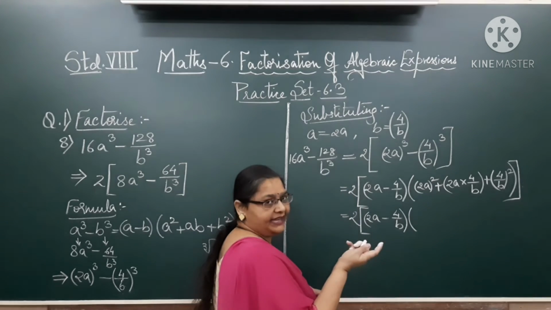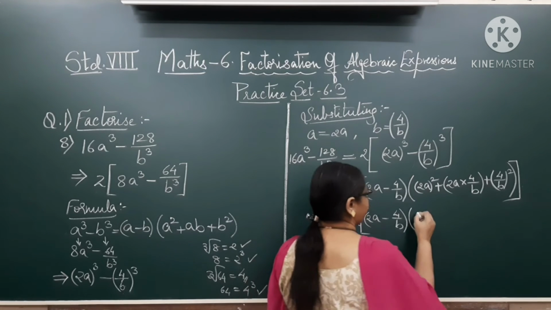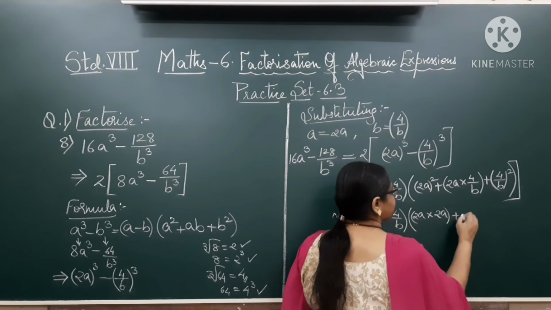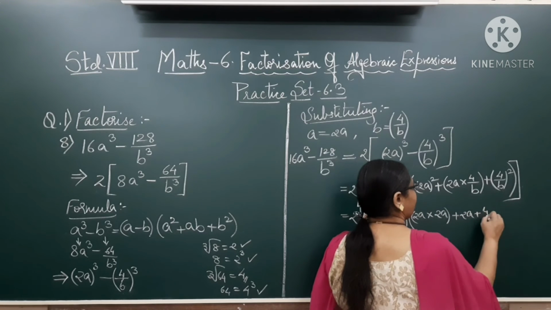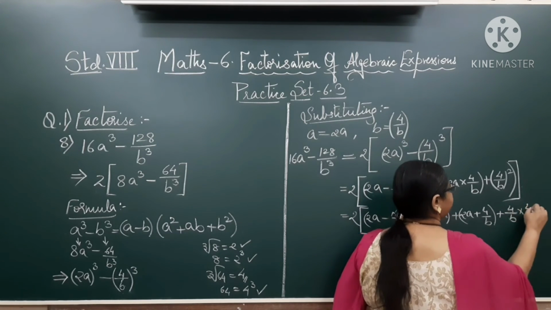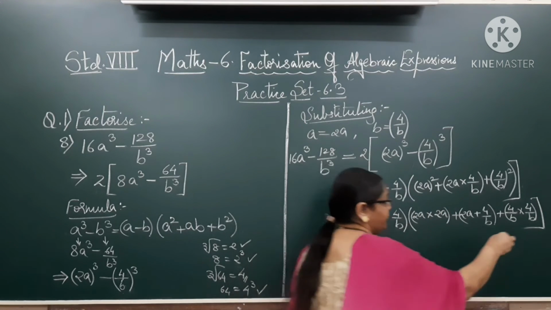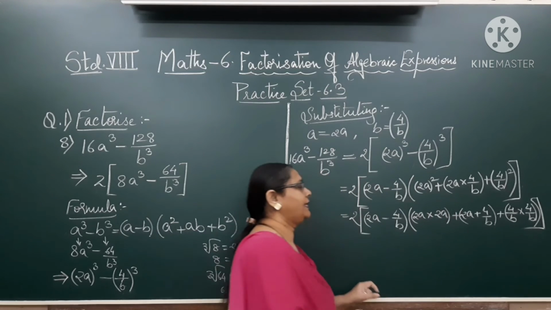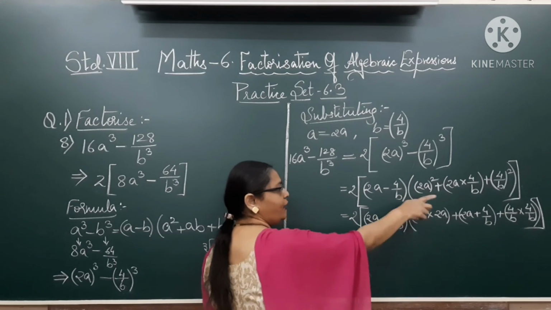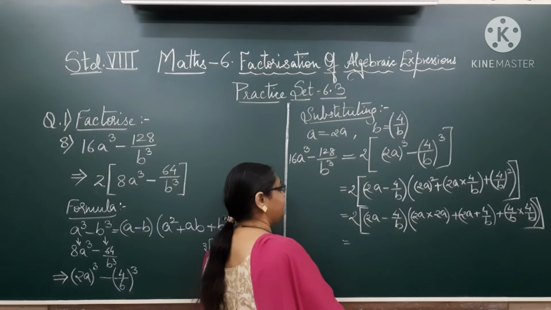Right? Shall we directly write it? So 2a into 2a is 2a into... Let us expand, it is always better. So 2a into 2a plus 2a into 4 upon b plus 4 upon b into 4 upon b. Right? Okay, so I have expanded the whole formula here that I have used.